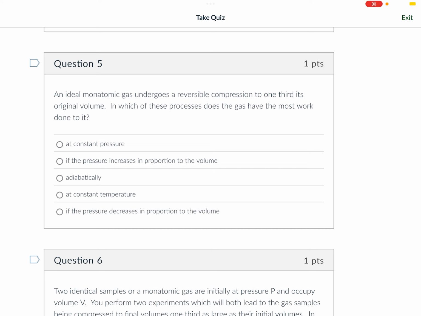So it's a reversible compression. Constant pressure will not fly, because isobaric is not reversible. Adiabatic seems tempting. Constant temperature is also interesting.